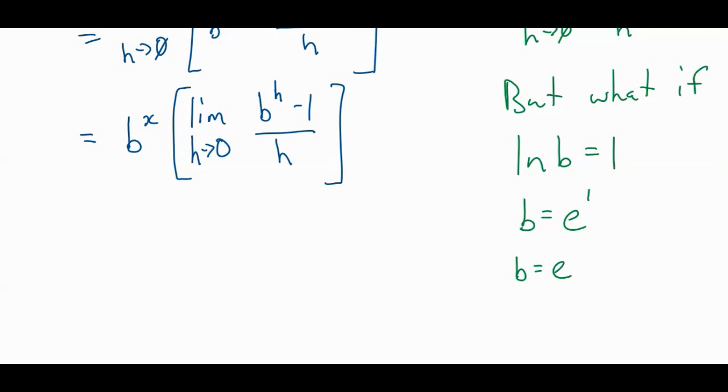Okay, so that's sort of the end of that. Actually, I'm going to write this out. So this would be equal to b to the x, we're going to come back to this later, times the ln of b. Okay, so that part is done.